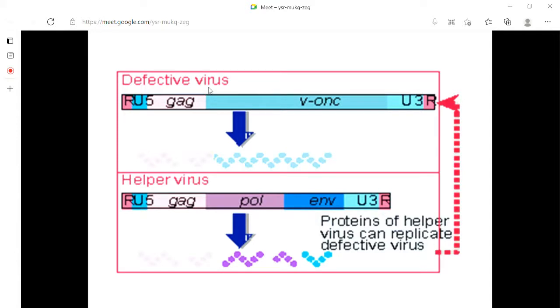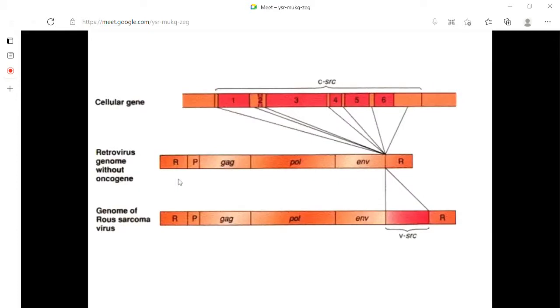So a defective virus always needs a helper virus to complete its replication cycle. This is a very unique thing that we can see among this group of viruses. However, there is one exception. This is the Rous sarcoma virus, which is a tumorigenic retrovirus. It contains a gene called v-SRC, but its location is outside the GAG, POL, and ENV. As a result, the Rous sarcoma virus is an exception. This is a replication competent tumorigenic retrovirus that can rapidly produce tumors.